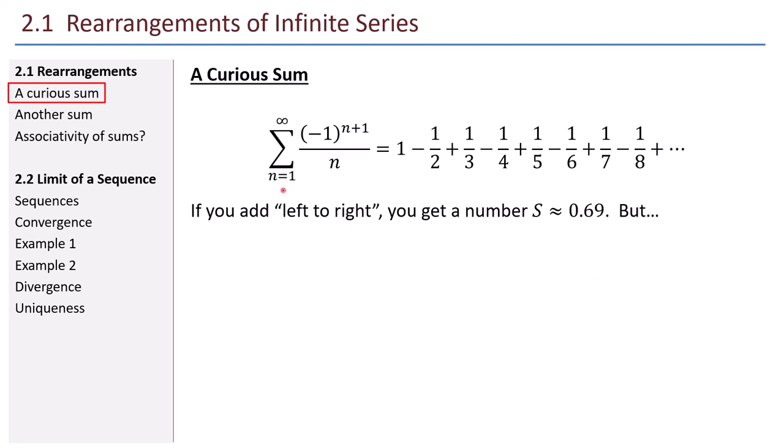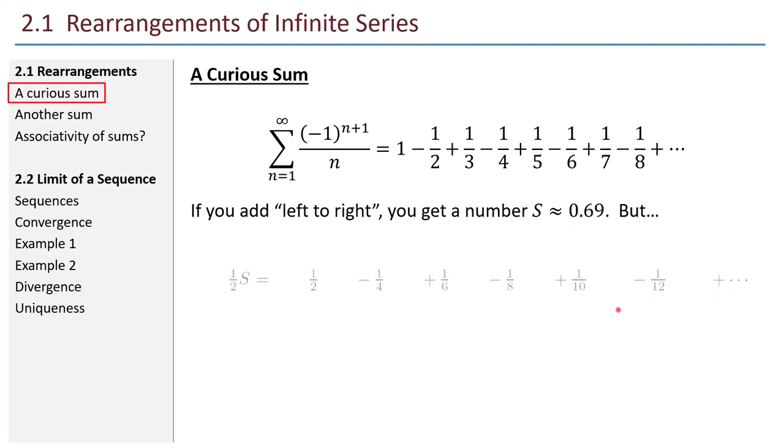I have the infinite sum, n goes from 1 to infinity, (-1)^(n+1) over n. When n is 1, my term is just 1. When n is 2, this becomes minus a half. When n is 3, plus a third, and then minus a fourth, plus a fifth, minus a sixth, and so on. Now, if you add this series left to right, you get a number that's about 0.69.